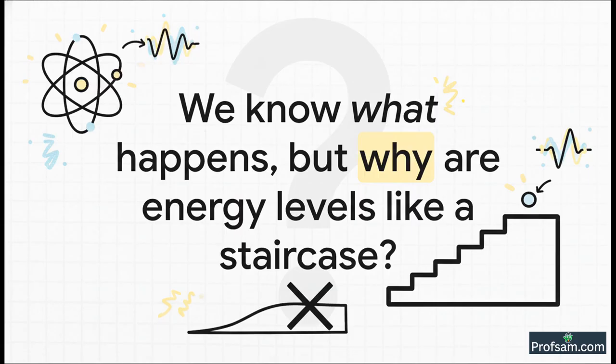But this leaves us with one final and very deep question. Our whole explanation, our entire staircase idea, is based on one fact, that the energy levels are fixed steps. But why? Why are they like steps? Why isn't it just a smooth ramp where an electron can have any energy it wants? What law of physics forces energy to come in these fixed packets, in these discrete steps? I want you to think about that, because the answer to that why is our very next topic. And believe me, it is one of the most mind-blowing ideas in all of physics.